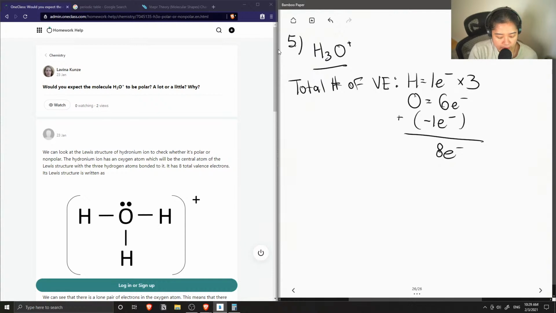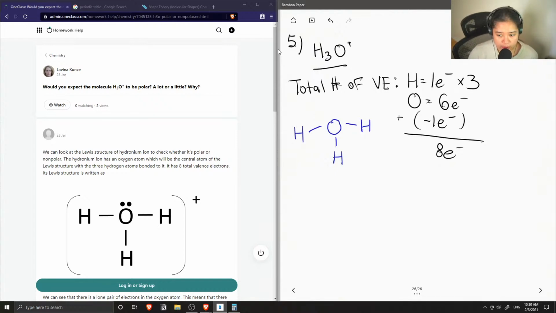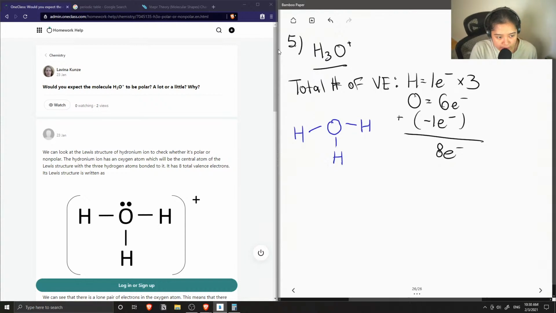So now let's draw oxygen as our central atom. And we can draw 3 bonds to the hydrogens. And if we count out how many electrons I've drawn so far, recalling that each bond contains 2 bonding electrons, I only have 6 out of the 8 that I need. So for the remaining 2 electrons, I will place them on my central atom, which is the oxygen.